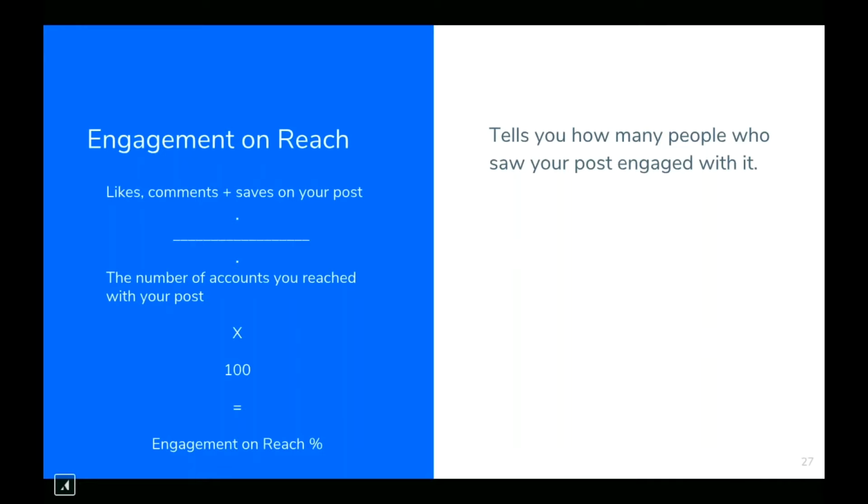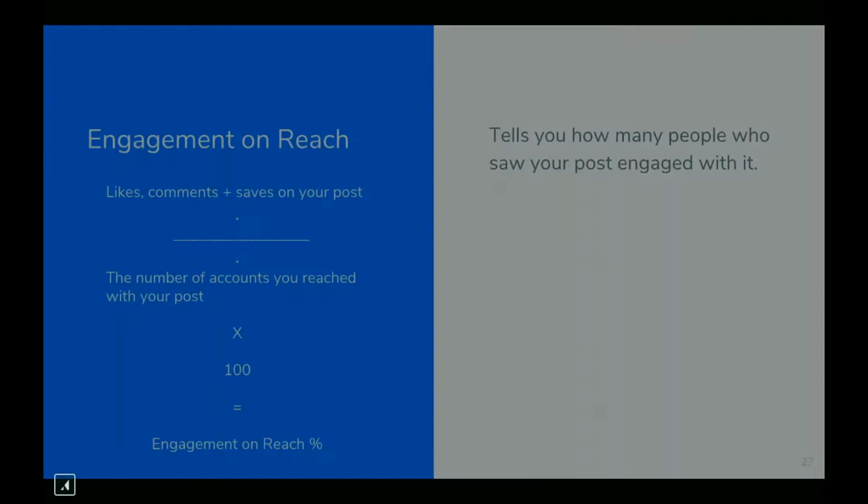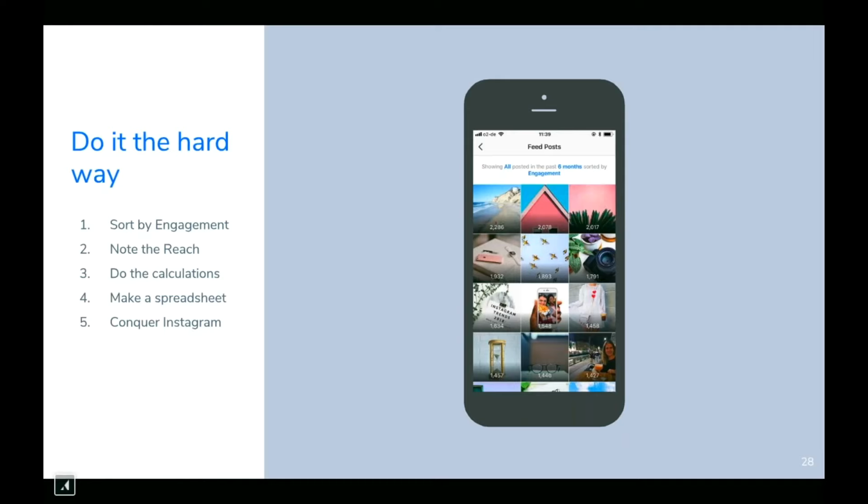And so you can do it the hard way, the kind of old-fashioned way. Calculating Instagram metrics can be called old-fashioned. You can go into the content section of your Instagram Insights on the app, sort your media by engagement, note the reach for each one, do the calculations for each post, and then make a spreadsheet, enter the numbers, and go forth and conquer Instagram. So there's nothing wrong with calculating things this way if you have time and if you just love Excel. Some people do. Some people are crazy.